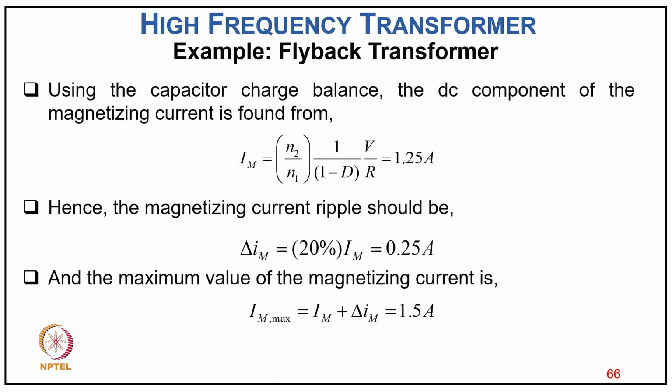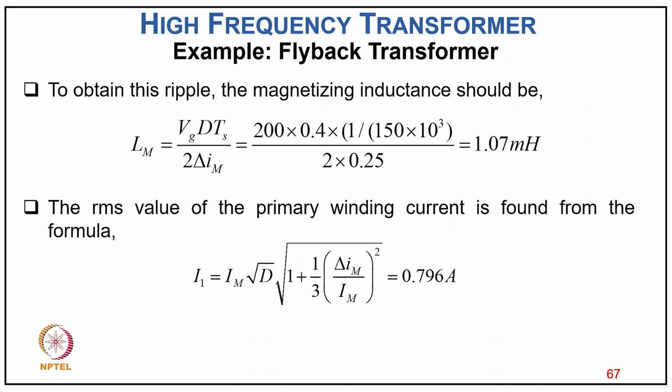Im equal to N2 upon N1 equal to 1 upon 1 minus D, V upon R. So it comes 1.25 ampere, and hence the magnetizing current ripple should be delta Im equal to 20% of Im, that is 0.25 ampere, and the maximum value of magnetizing current is Im plus delta Im, that is 1.5 ampere. And now to obtain this ripple, the magnetizing inductance is Lm equal to Vg D Ts upon 2 delta Im.